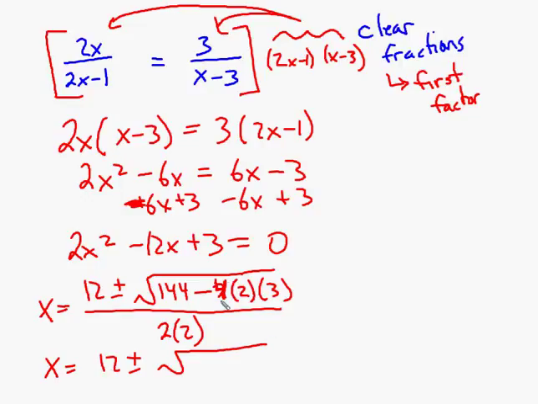This quantity right here is going to be 24. So 144 minus 24 is 120 all over 4. I prime factorize that 120 to see if I can simplify it.